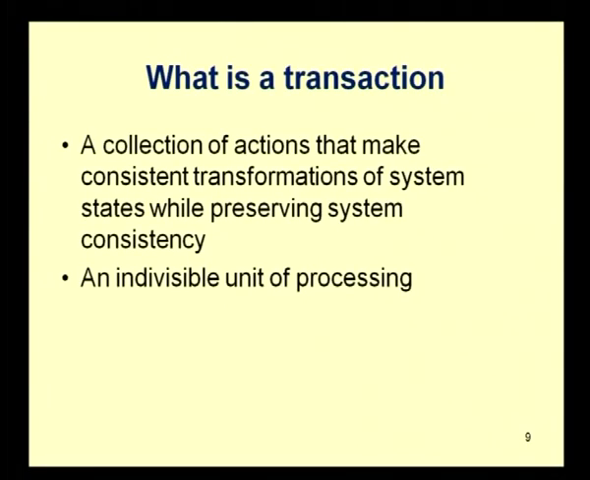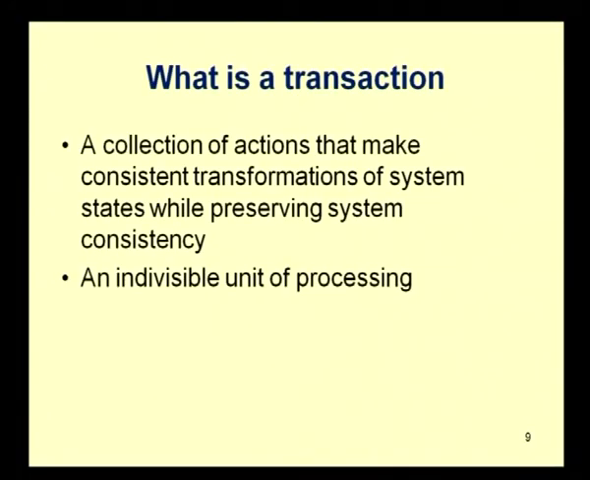A transaction is a collection of actions that make a consistent transformation of system states while preserving the system consistency. Taking off from the previous definition, it is an indivisible unit of processing. The meaning of that is you either execute the transaction as a whole or not at all. There is no question of partly executing a transaction. So, it is called an indivisible unit or an atomic unit of processing.